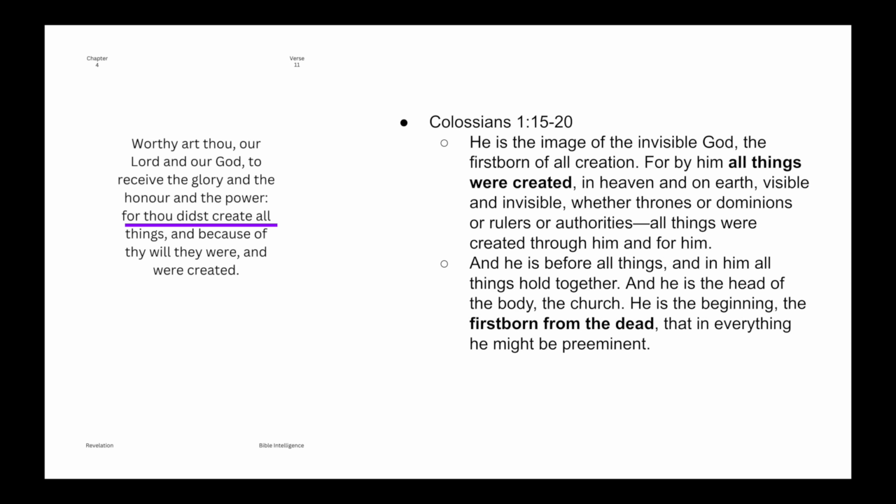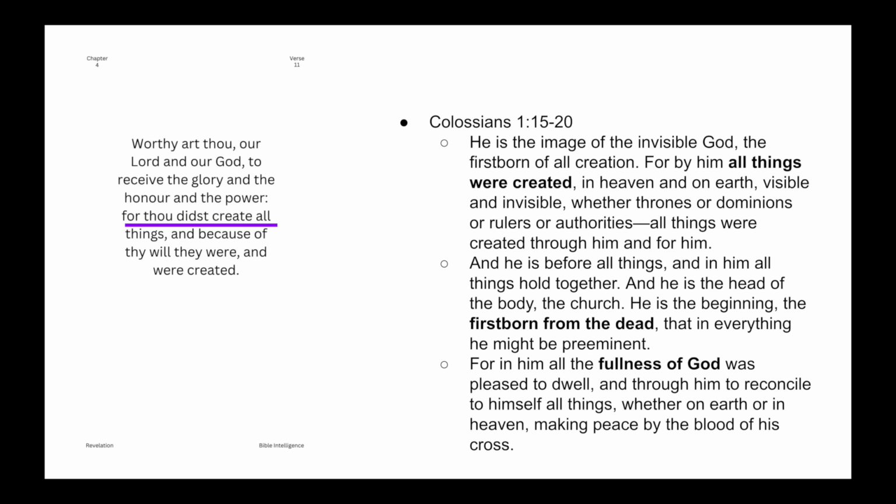And it says, "And he is before all things, and in him all things hold together. He is the head of the body, the church. He is the beginning, the firstborn from the dead, that in everything he might be preeminent." Firstborn from the dead, that's coming from an earlier verse in Revelation. "For in him all the fullness of God was pleased to dwell, and through him to reconcile to himself all things, whether on earth or in heaven, making peace by the blood of his cross."